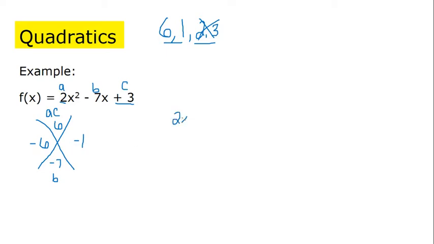So we're going to have 2x squared minus a 6x minus a 1x plus 3. So we're taking those two factors that we just found, and we're splitting our negative 7x up into a negative 6x and a negative 1x. Now we're going to factor by grouping. So I'm going to group the first two terms together, and I'm going to group the last two terms together. So now I'm going to use my GCF, take out what the GCF is.